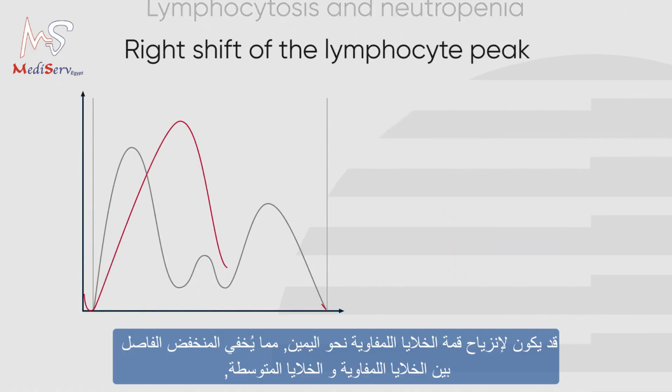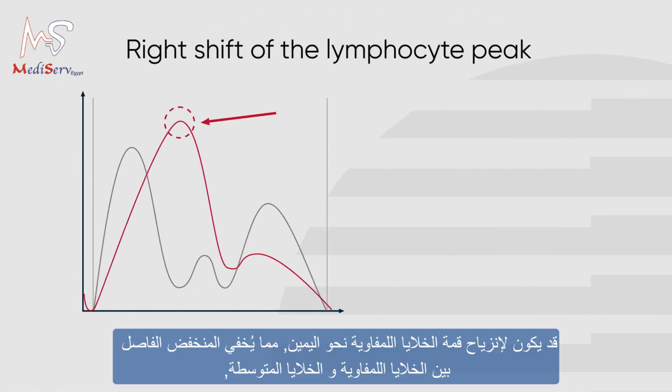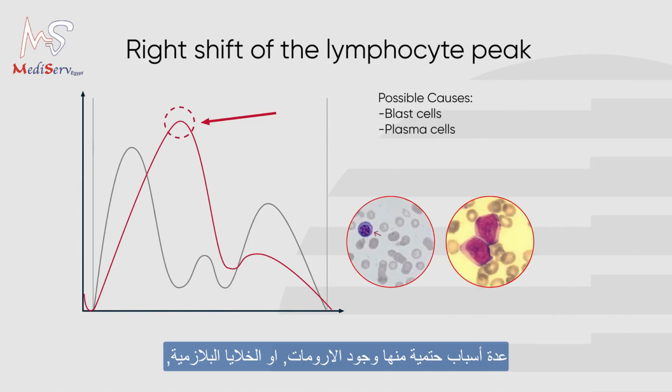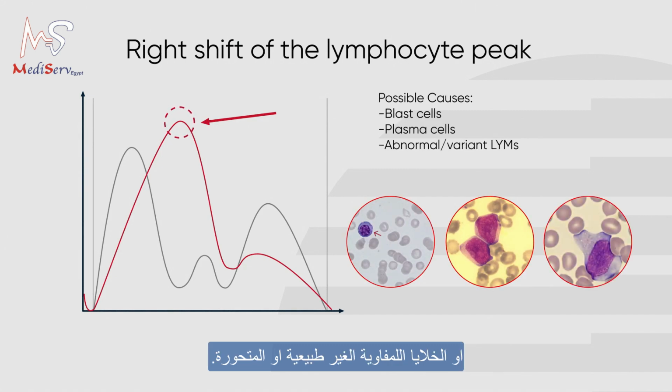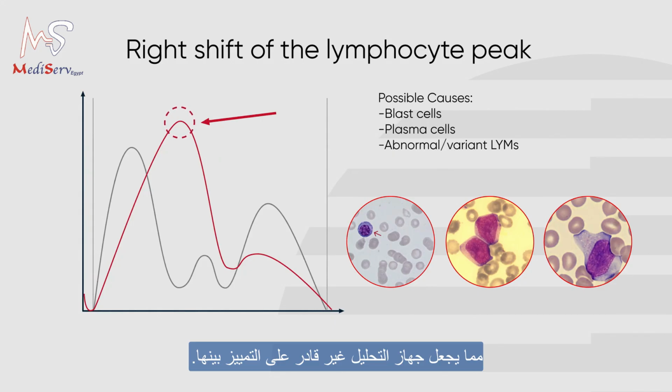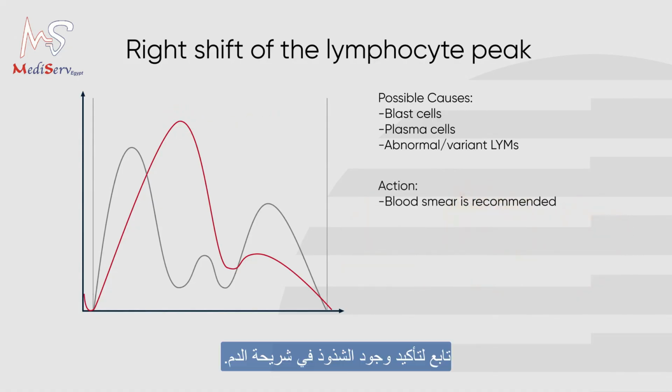A right shift of the lymphocyte peak masking the valley in between lymphocytes and mid cells could have several possible causes, such as blast cells, plasma cells, or abnormal or variant lymphocytes. The reason is that the high increase of mid-cells or abnormal cells causes the peaks of the lymphocyte and the mid-cell population to merge, and the analyzer is unable to distinguish in between these. If this occurs, the instrument may show a DE flag. Proceed to confirm the abnormality in smear.